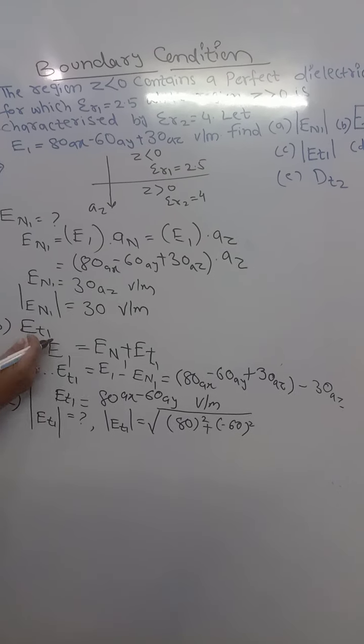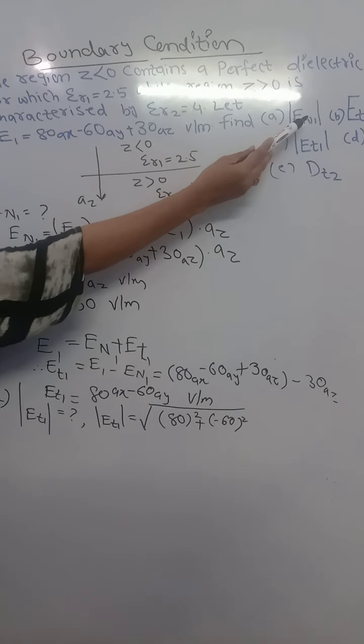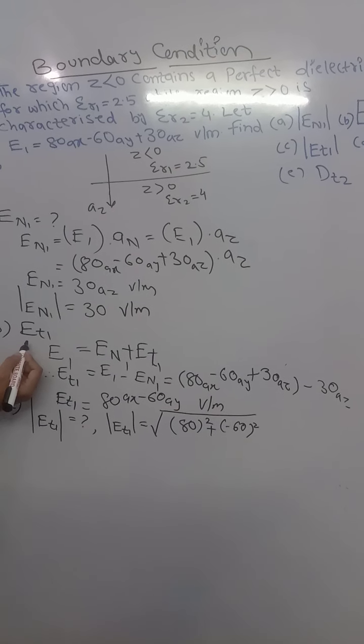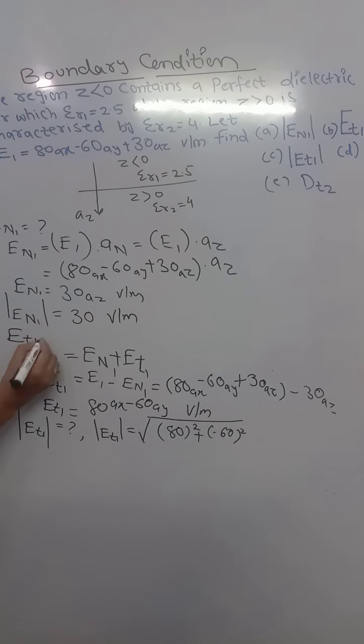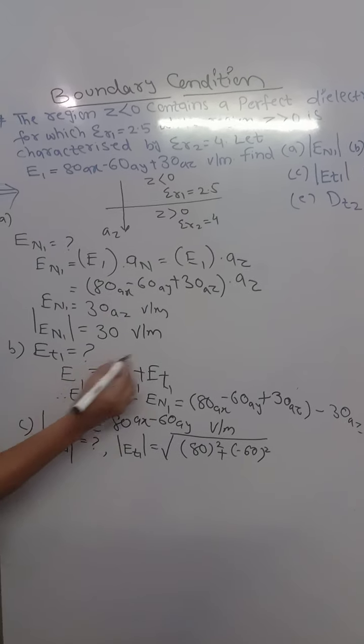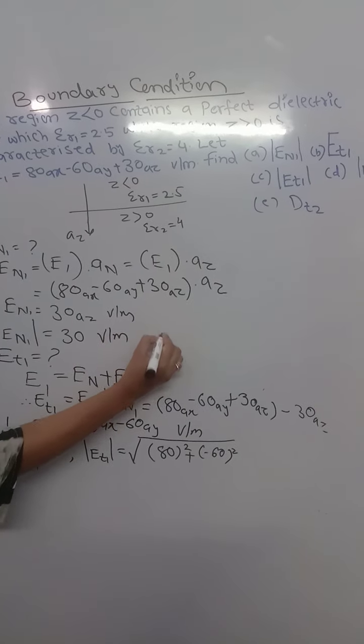Here, in the P part, what are we interested in? We are interested in ET1, the tangential component of the electric field intensity. So we need to calculate ET1. How can we calculate ET1? We know very well the electric field intensity.